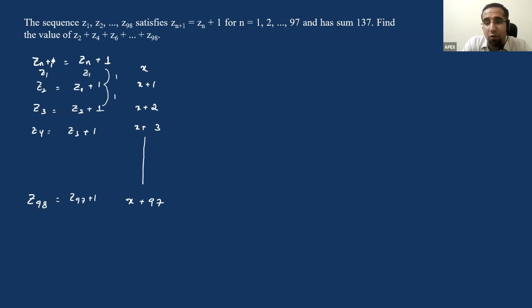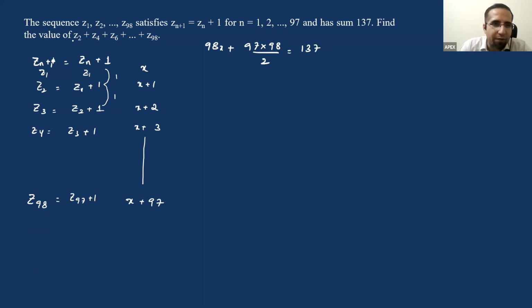Clear? Now this sum is equal to 137. What is the sum of this? There are 98 terms. So this is 98x plus the sum of the first 97 natural numbers, that is 97 into 98 by 2. Now this is equal to 137.